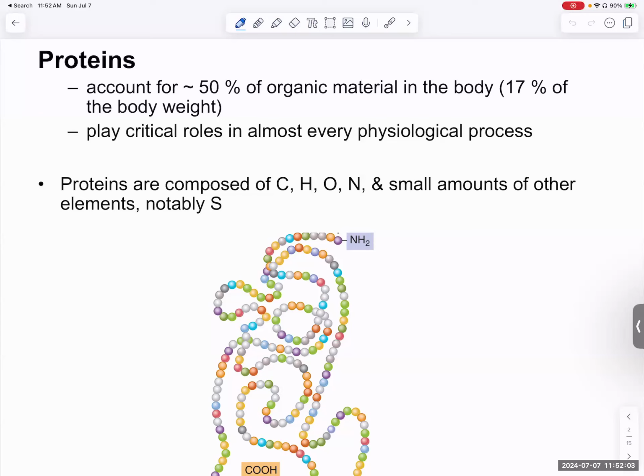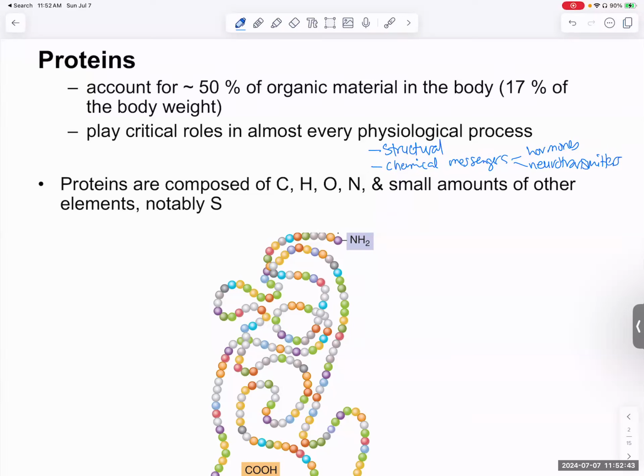So proteins, which account for about 50% of the organic material in the body, or 70% of the body weight, and I guess that depends on how muscular you are. But proteins play a role in almost every physiological process. So again, if you think about proteins, they can be structural, they can be chemical messengers, and chemical messengers like hormones or neurotransmitters.